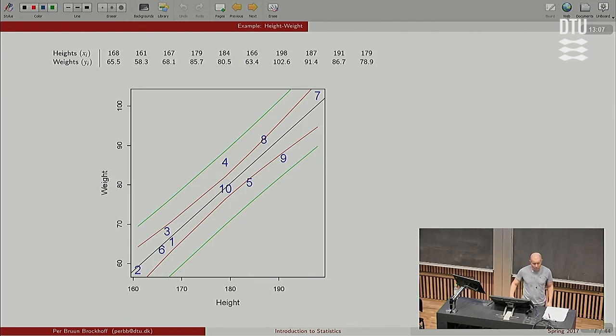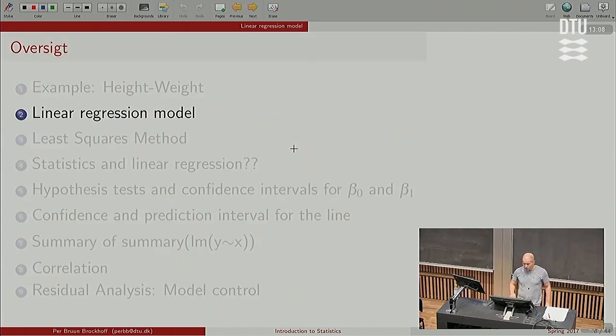Everything is basically covered in this. To get the uncertainty of the line, we need to know the uncertainty of the slope and the intercept. And that's close to what we have learned earlier about getting the uncertainty of a mean. So we're not too far from what we already know, but we're going to extend the methodology. So that's what we are going to do today.